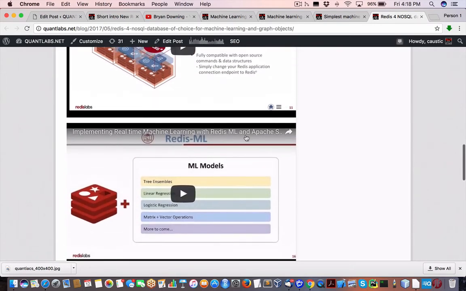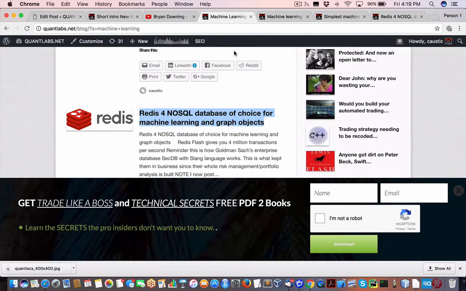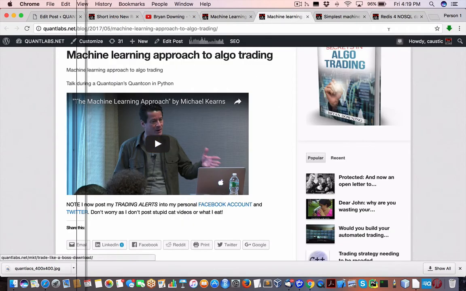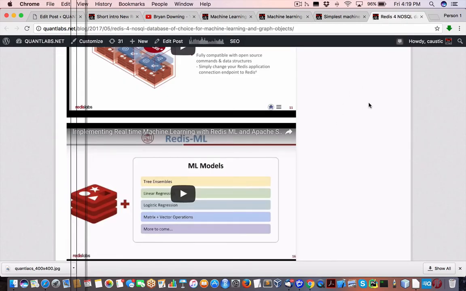Another big area that I'm really excited about is Redis ML, which is a totally separate module as well, built around machine learning. So here in this chart, you can see linear regression can be used, logistic regression, matrix and vector operations, which is a pretty low-level mathematical approach to quant techniques. So when you combine this with the video I've shown earlier from QuantCon, the one from Michael Kearns, you can build something using that same approach with Redis.